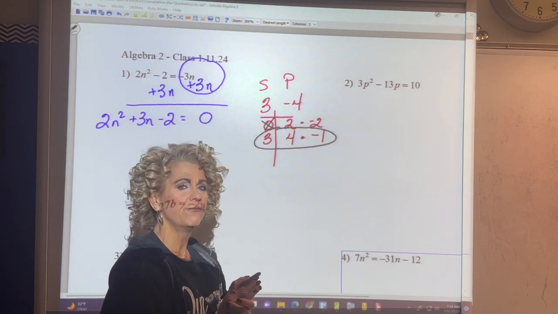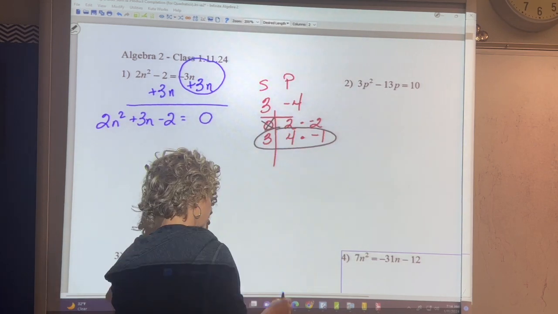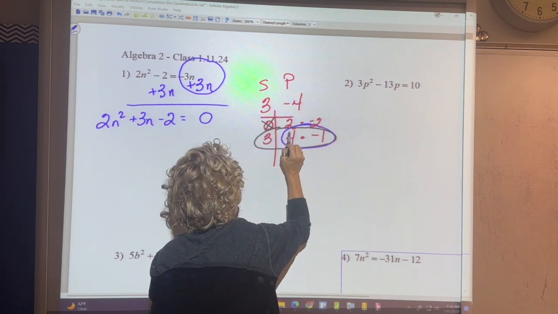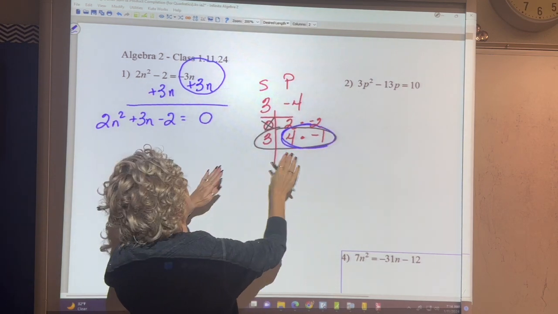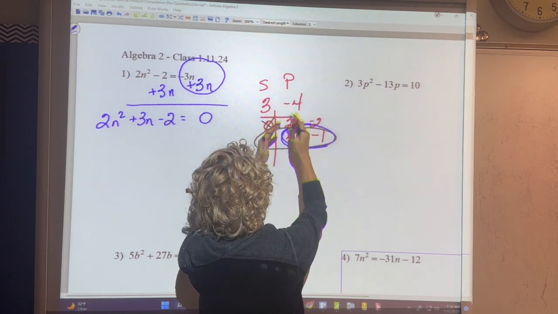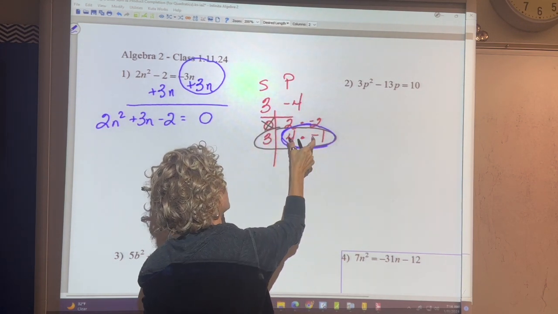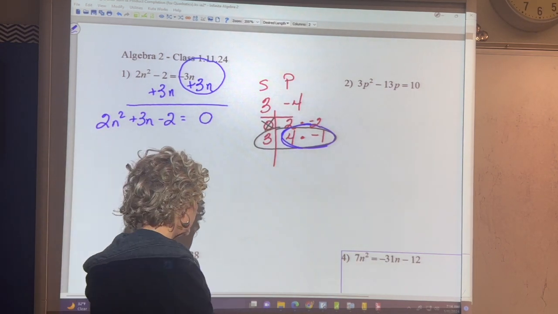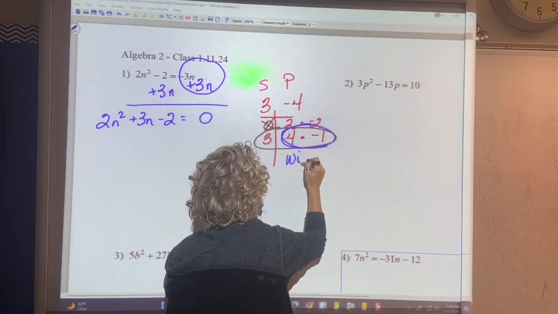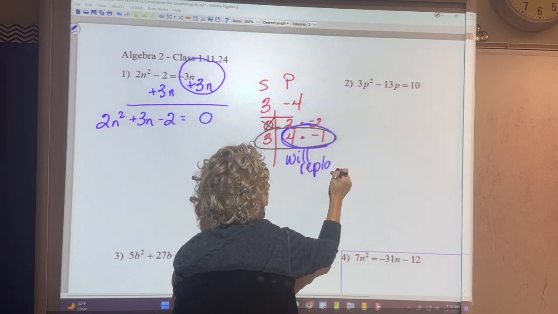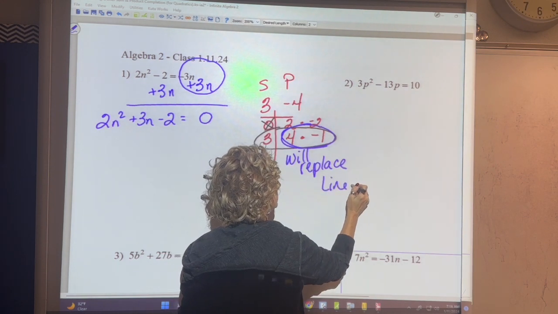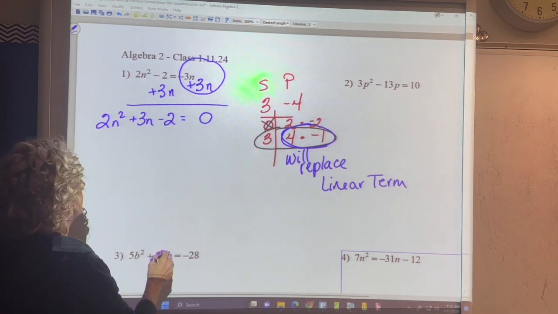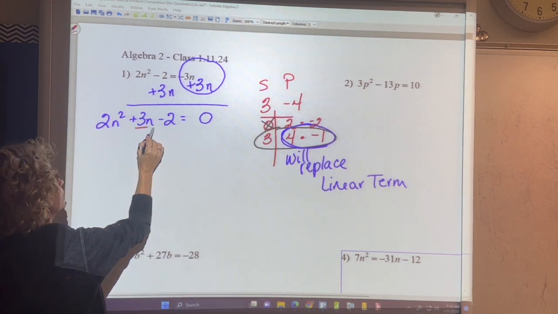Today we just take it one step further. We circled this in our sum and product chart. Truth is, we're only going to utilize these. But we have to make sure that the numbers multiply to be the product, yet add to be the sum. So I'm going to use those two numbers. That's the point. And the beautiful part about it is that these will replace your linear term. Everything else is going to remain the same. So our linear term is this.